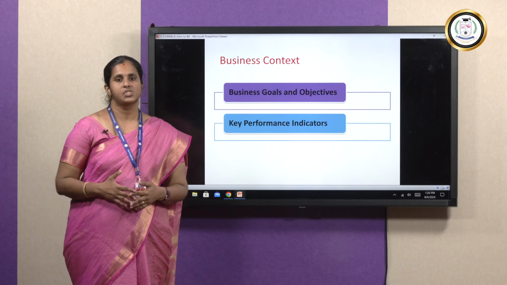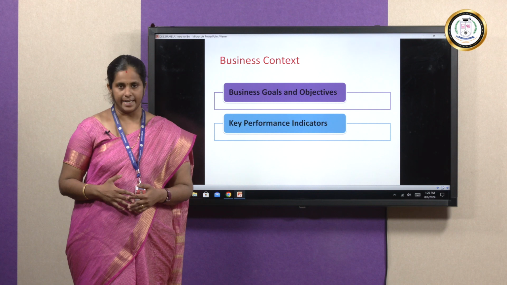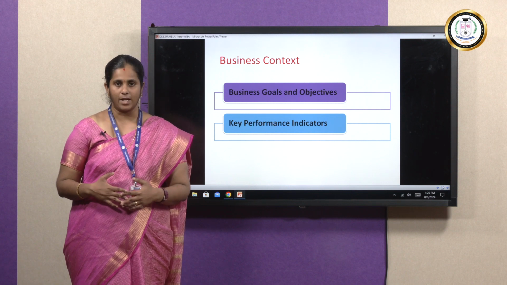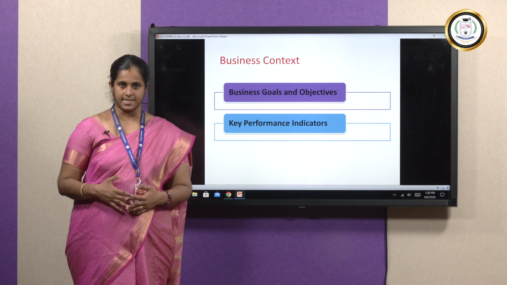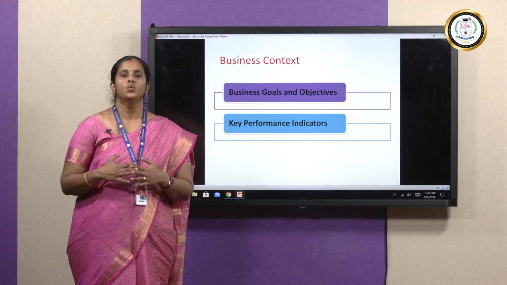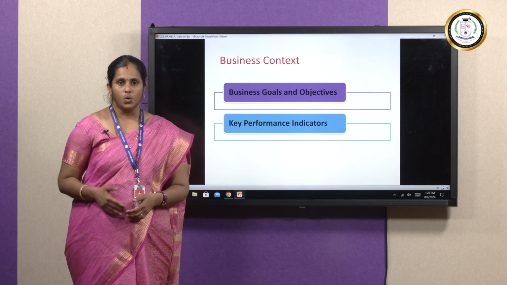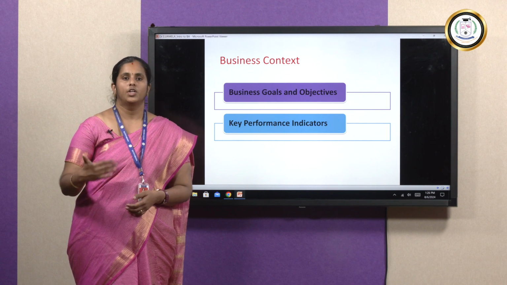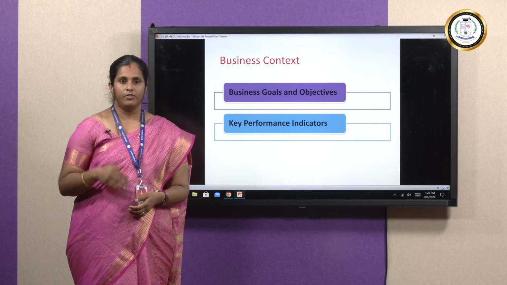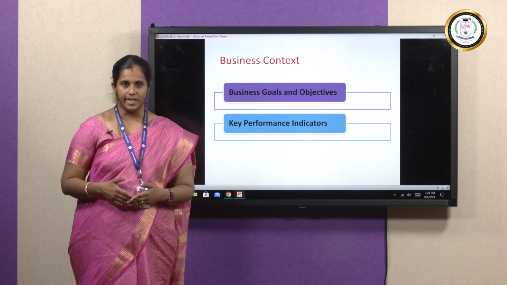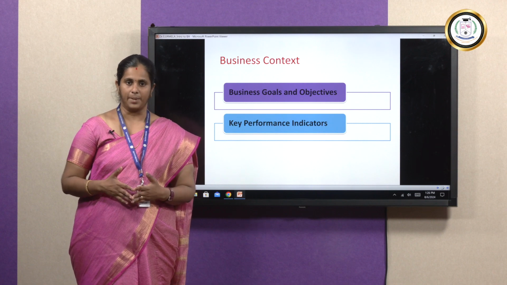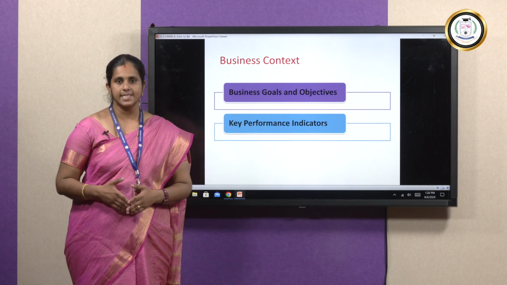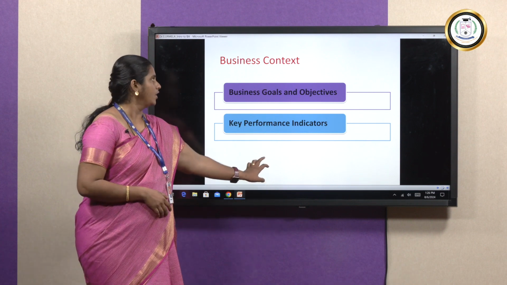The second one is the key performance indicator. So I need to find out who are all the different stakeholders of my business, and I also need to maintain what are all the roles they are going to play in the business environment, and what is going to be their influence, whether it's a direct one or an indirect one. So these are the 2 subdivisions in terms of business context.